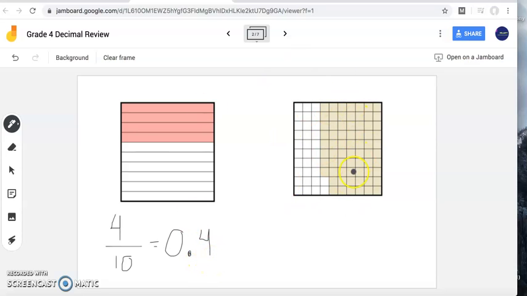However, in this problem here, we have a lot more shaded in. In fact, this picture has 100 equal pieces in my square. And we're going to count how many are shaded. We have 10, 20, 30, 40, 50, 60, 61, 62, 63, 64, 65, 66, 67, 68. So we can represent this piece of a whole as 68 hundredths.